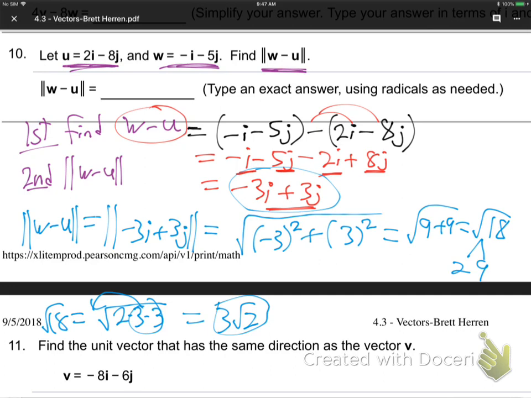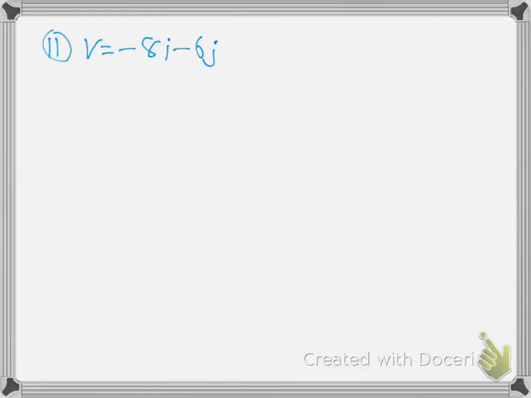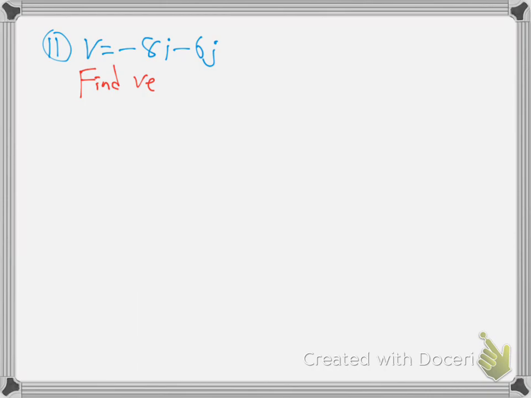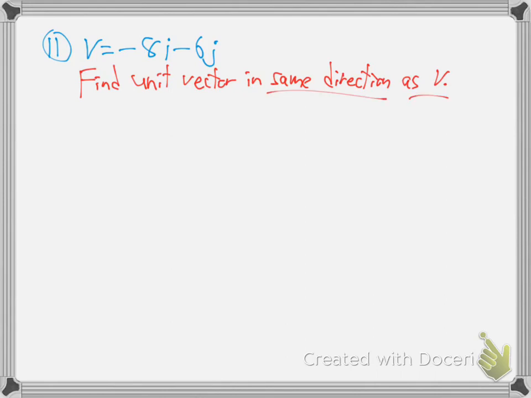All right. Okay, so they're going to say here, find a vector. Now, how do they say it? Find the unit vector in the same direction, yeah. Okay, find a unit vector in the same direction as v. It's supposed to be v there.